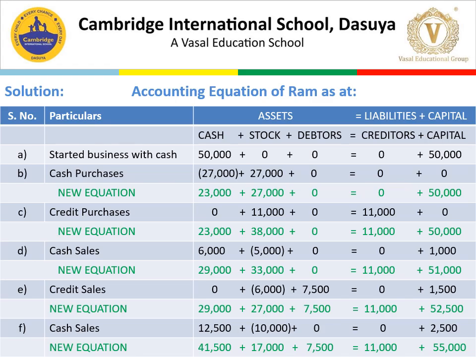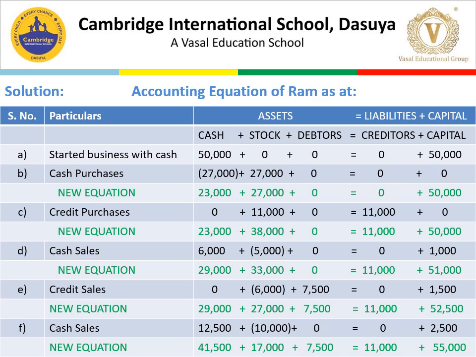Since it is a credit sale, no cash comes into the business, no flow of cash into the business. So stock worth rupees 6,000 is deducted from the stock, and 7,500 added in the debtors, and the effect of profit added back to the capital. So the new equation would become cash remains as it is 29,000, but there is a decrease in stock and the new stock is 27,000, and an increase in the debtors 7,500. Creditors remain the same, but there is an increase in capital due to profit. It will become 52,500.